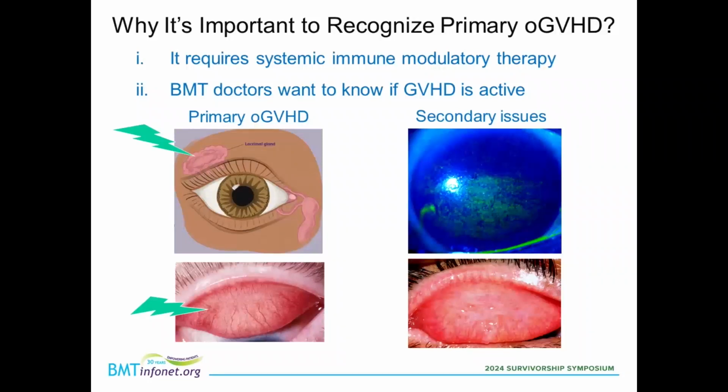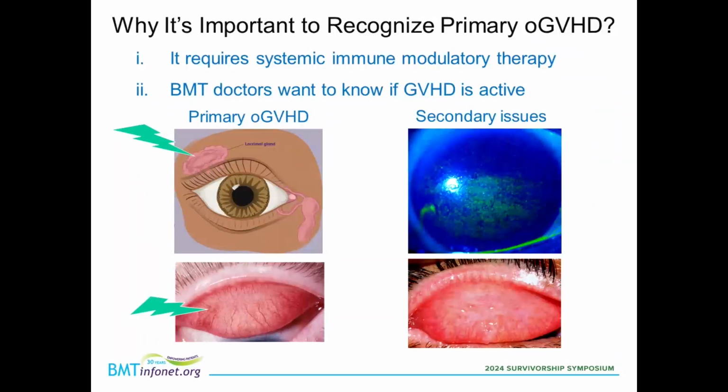So why is it important to recognize primary ocular GVHD? And I'm making this distinction, a lot of doctors don't. Because that implies there's active inflammation of the lacrimal gland. That implies that there's active inflammation of the conjunctiva, not just damage done by that inflammation. And the reason that's important is because it requires systemic immune modulatory therapy. We cannot treat that locally with any of the drops that we have. We need to treat that systemically and be in communication with the bone marrow transplant team.